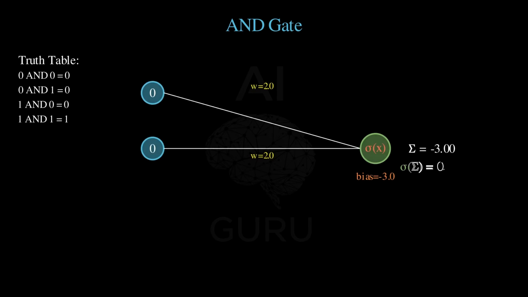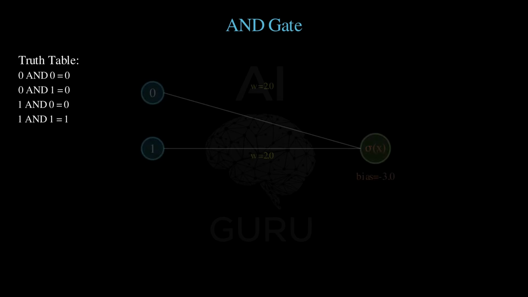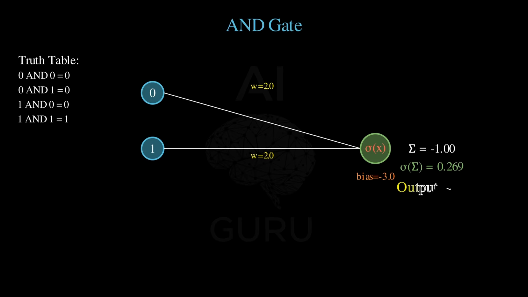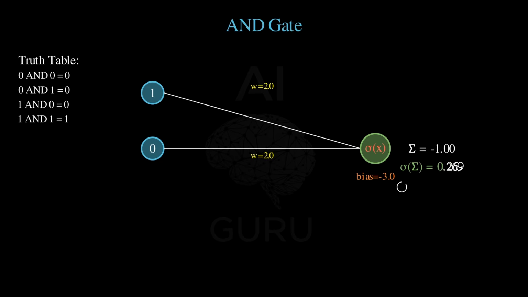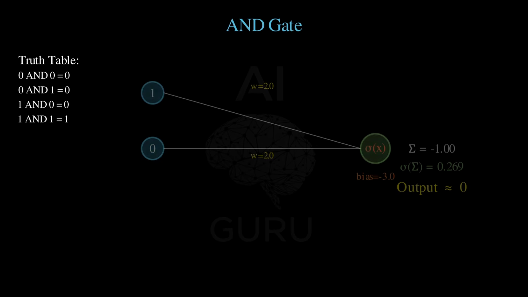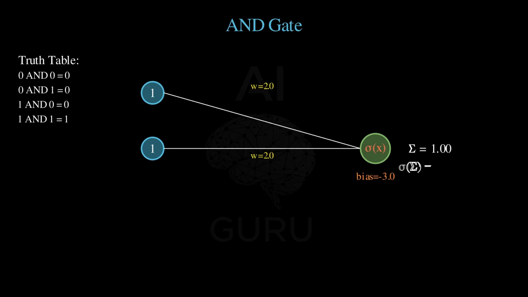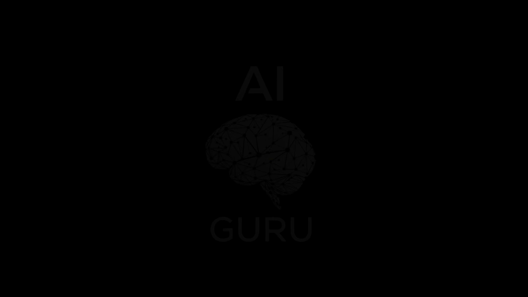Let's check that. If both inputs are 0, z is negative 30. Sigmoid of negative 30 is basically 0. Correct. If one is 1 and the other is 0, z is negative 30 plus 20, which is negative 10. Sigmoid of negative 10 is still very close to 0, also correct. But if both are 1, z is negative 30 plus 40, which is plus 10, and the sigmoid of plus 10 is almost exactly 1. Wow, okay, so it works. It's an AND gate.